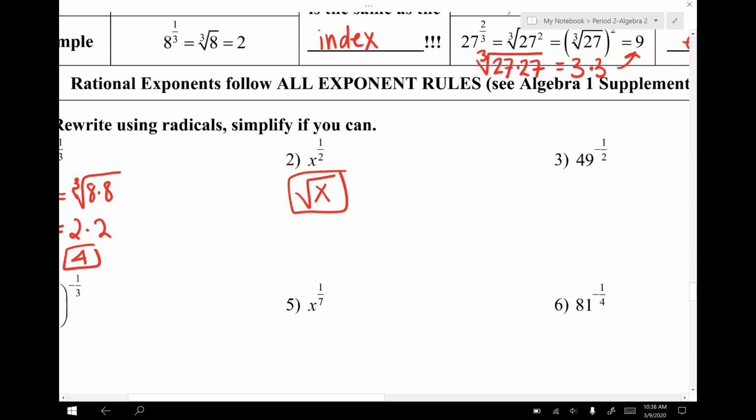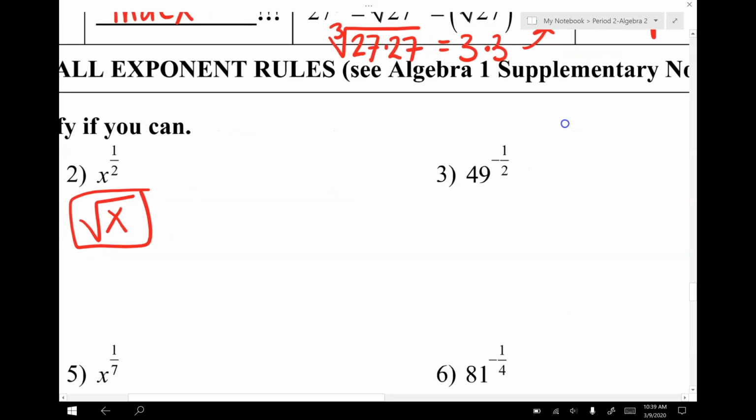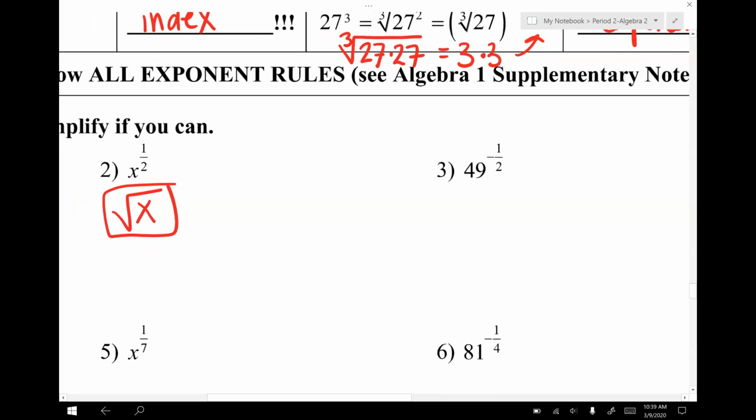Number 3. If you can't see that, it's 49 raised to the power of negative half. It's a negative half exponent. First, how do you make any negative exponent positive? Let's start with that. So 1 over what? 1 over 49 to the positive half.